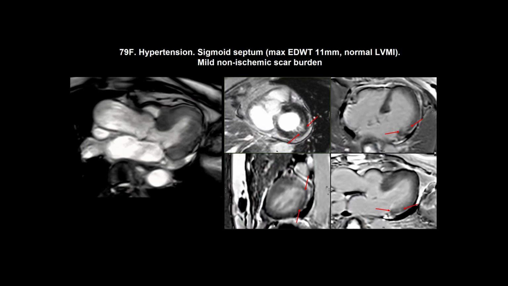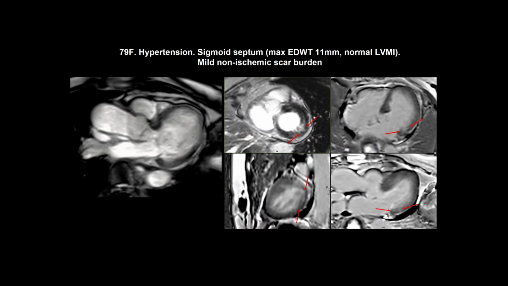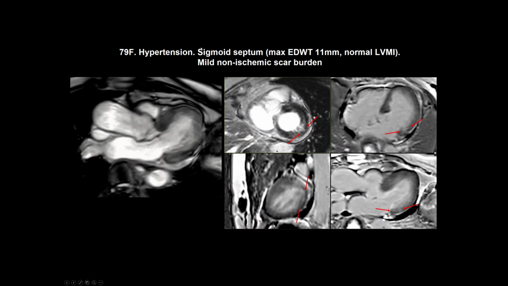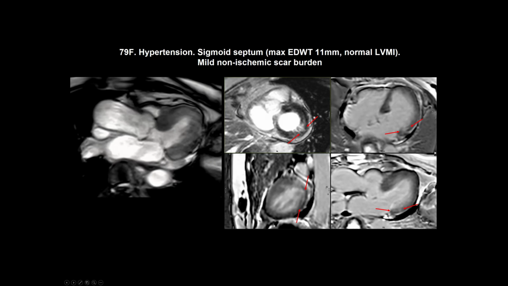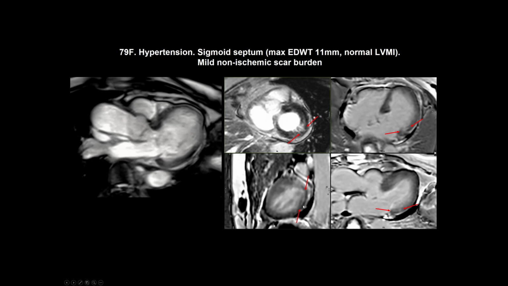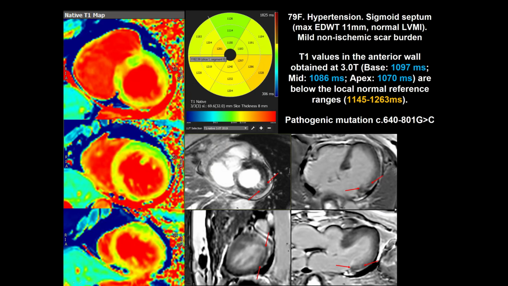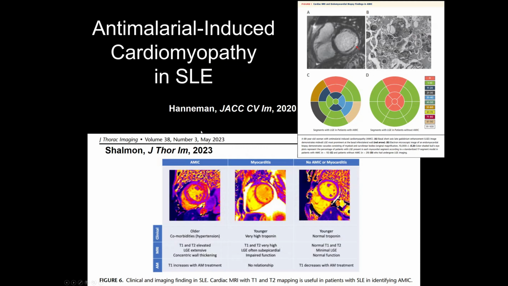Here's females, as we know, manifest less scar and have fewer manifestations of Fabry's disease. And here's a 79-year-old female with hypertension, and it's so easy to attribute the sigmoid septum to their hypertension and call this non-ischemic scar in the infralateral wall maybe a sequela of previous myocarditis. But in fact, this patient has Fabry's disease, and she had a pathogenic mutation. And on tissue mapping, we can see that she has significantly lower T1 values in the anterior wall. It gets even more complicated because not only can Fabry's mimic HCM, but we now know that there is a condition that can mimic Fabry's disease.